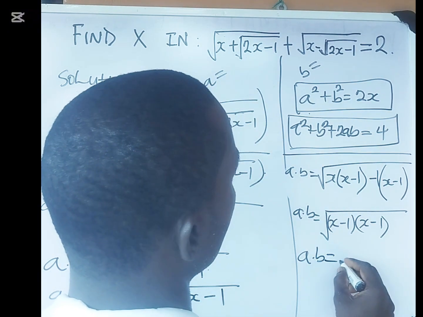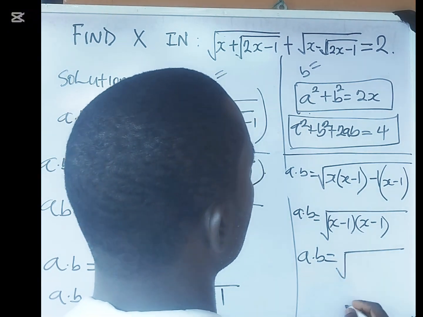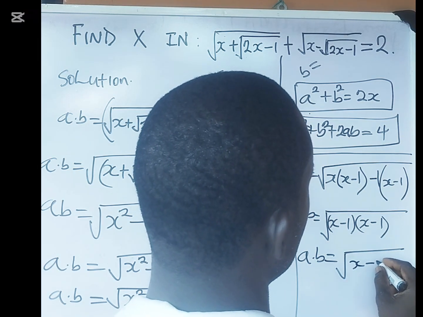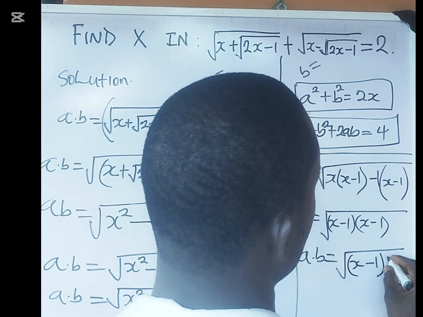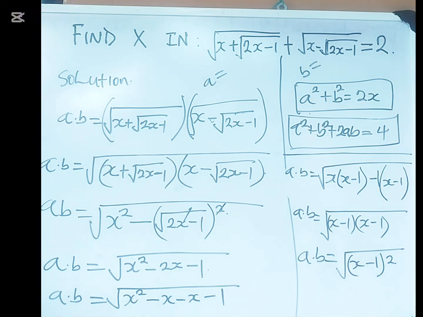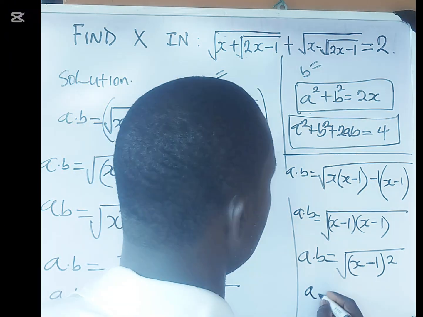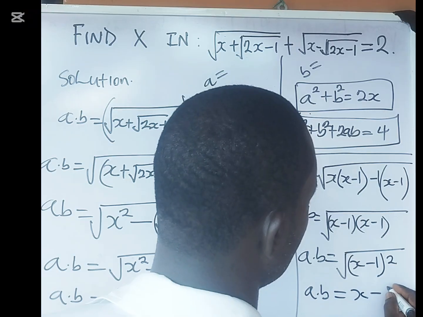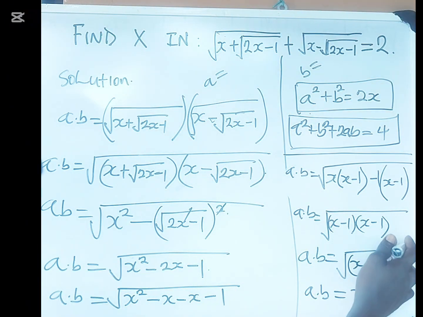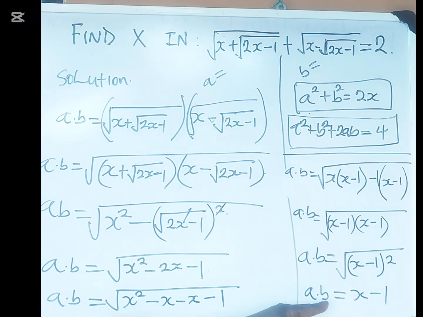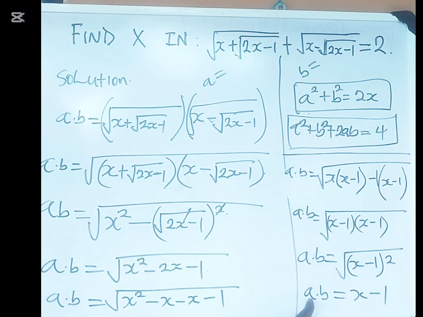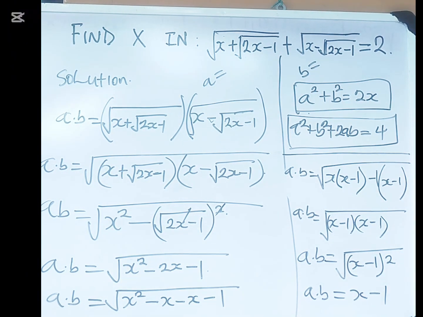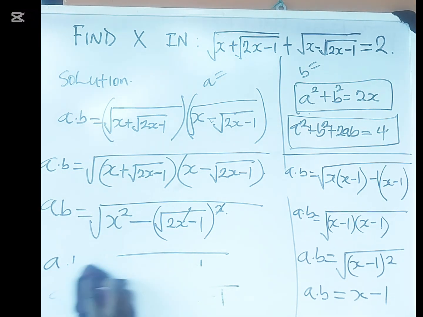A times B will become equal to root of x minus 1 squared. From this point now, A times B will be equal to x minus 1 because the square sign will cancel out the root. So this is the value of A times B: x minus 1.